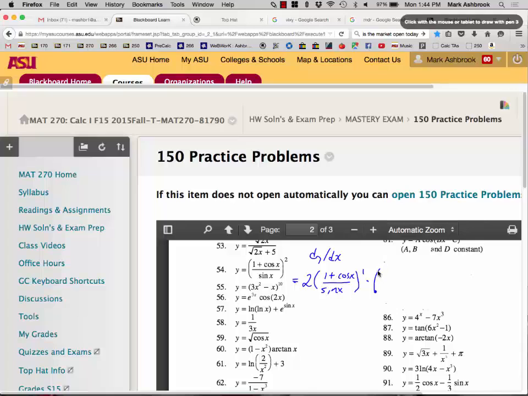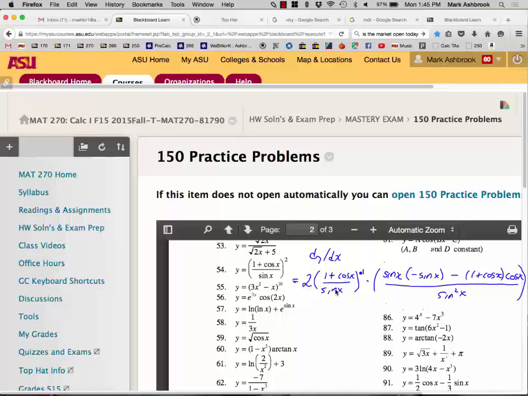Okay, so here we go, quotient rule. It's going to be times the quotient rule, which is low d high. What is d high? Negative sine x. Plus or minus high d low, all over low squared. So it's power rule, 2 times that thing to the first, times the rate of change of the inside. What's the structure of the inside? It's a quotient. Got to do the quotient rule.